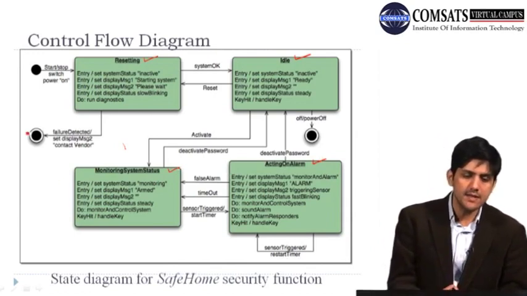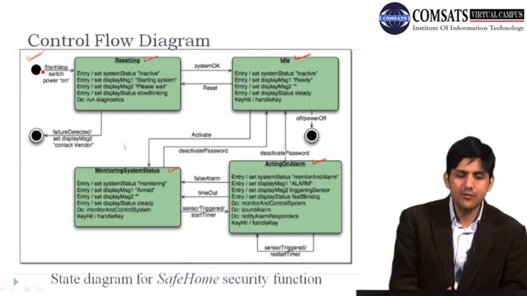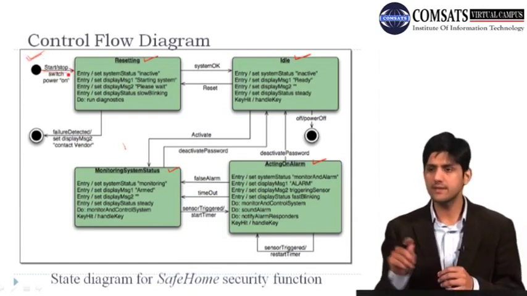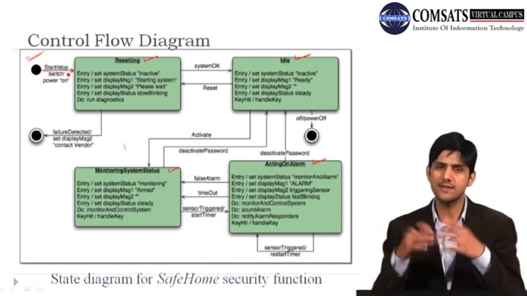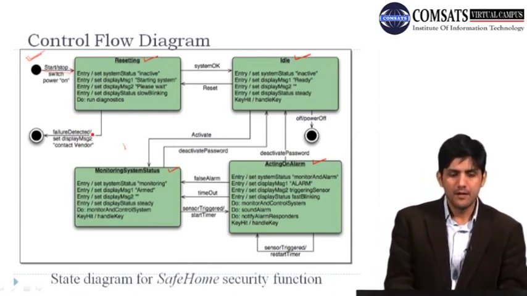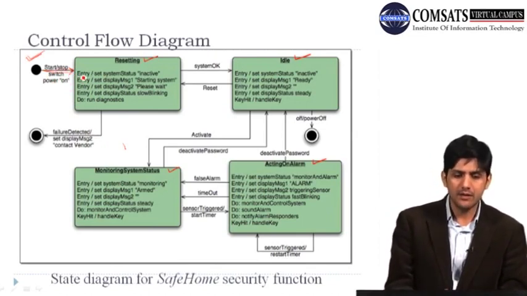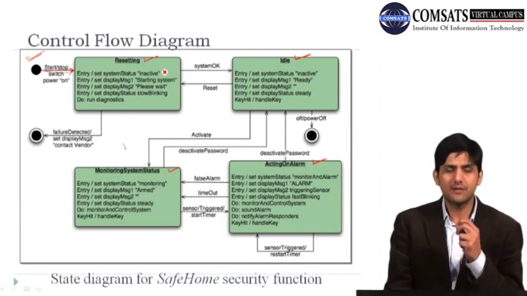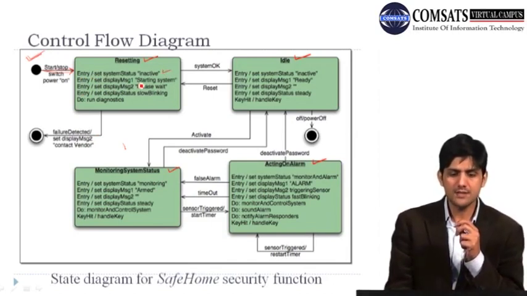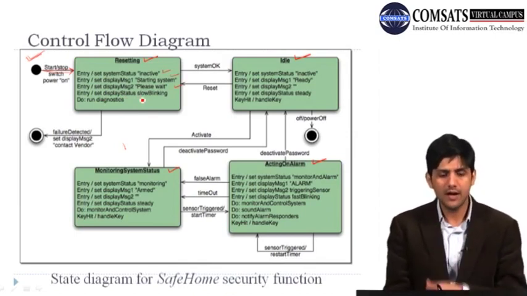So let's say this is the starting state of my system, and I send the information of start and stop. Or let's say there is a button: when I turn it on, the device is activated, and when I turn it off, the device is deactivated. So when I press this button, the system status is inactive. Message 1 is starting system, message 2 is please wait, and display status is slow blinking, and run diagnostic.